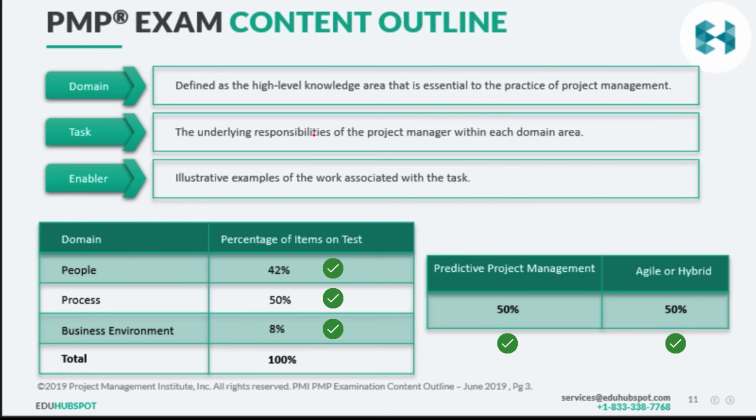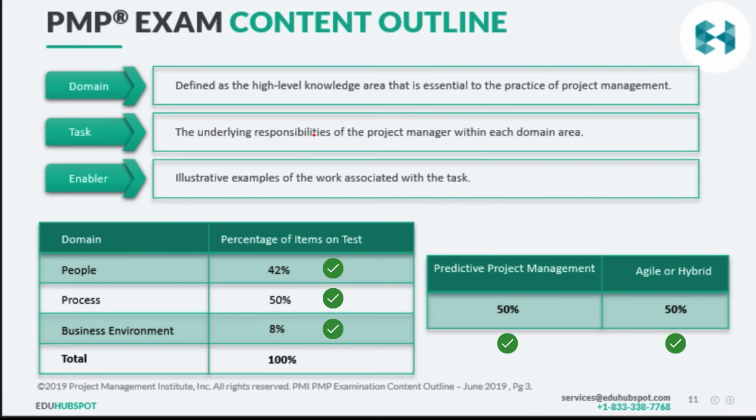So let's see, what do we have? We have domain, tasks, and enabler. What is a domain? Initially you had knowledge areas, right? Your integration, scope, cost, resource, and all those things. Now they have decomposed those knowledge areas into domains, which is the overall, high level knowledge area that is actually essential to practice project management.